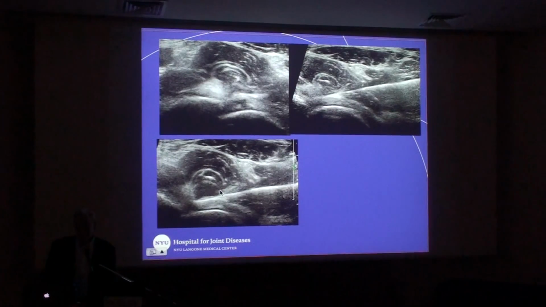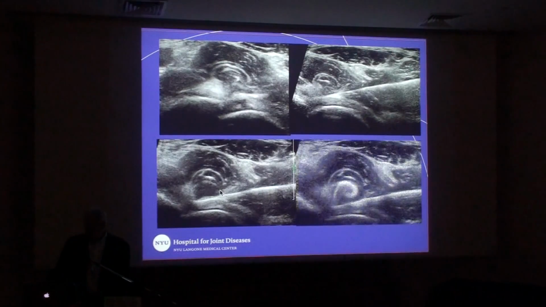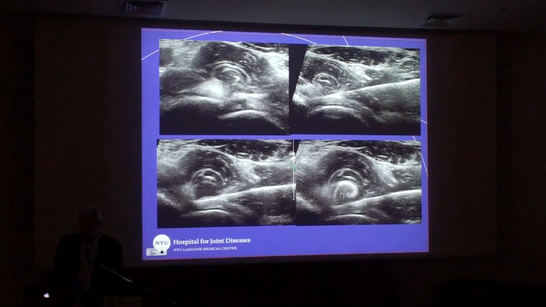And it should also feel right. It should go in fairly easily, and then you pretty much know you're in the right location. And then you can put in your contrast as indicated over here. You're getting that swirling effect due to the contrast effect that we spoke about earlier. So again, it's a fairly straightforward injection to do.